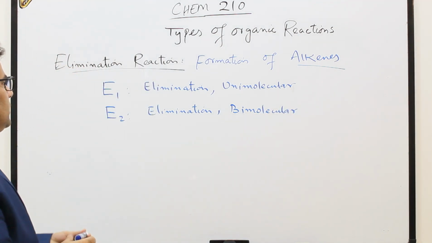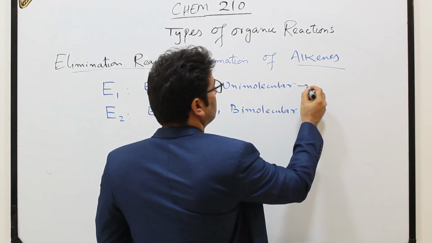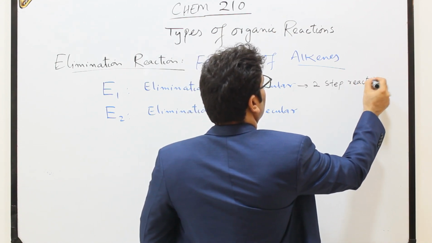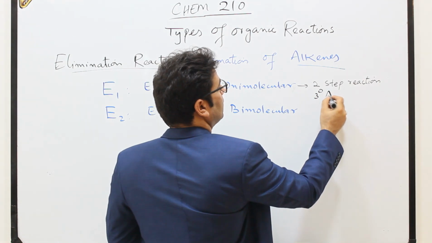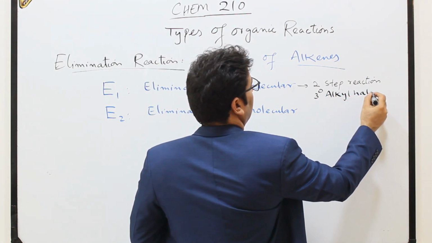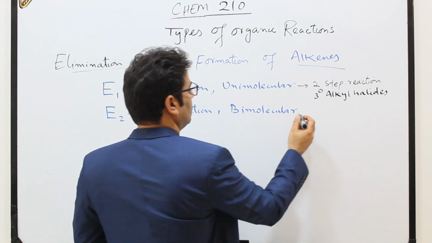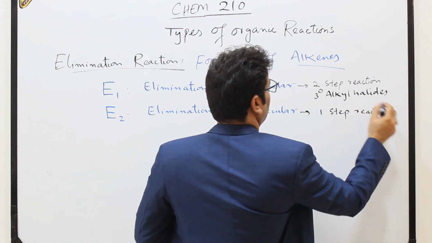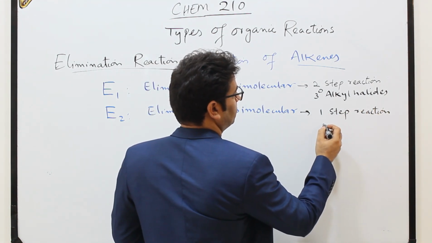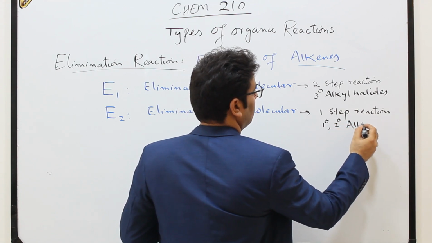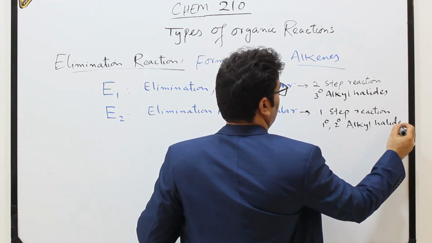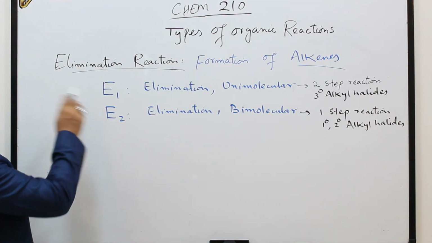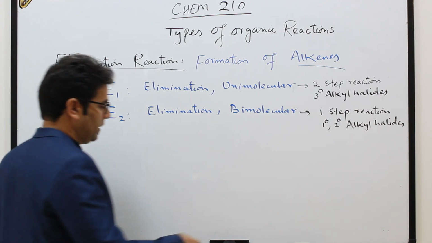Generally E1 is completed within two steps. It is a two-step reaction, and generally comes with tertiary alkyl halides. E2 is a one-step reaction, and it is for primary and secondary alkyl halides. So let me start with the E1 elimination reaction first.